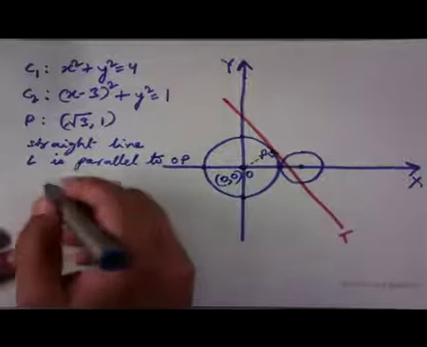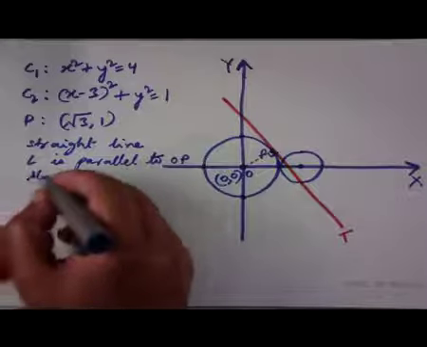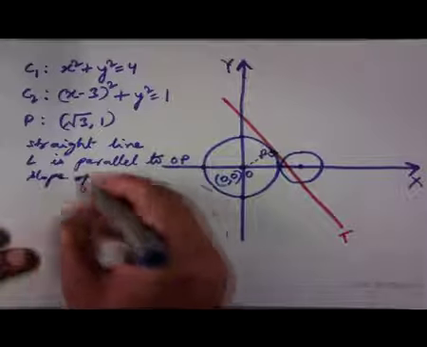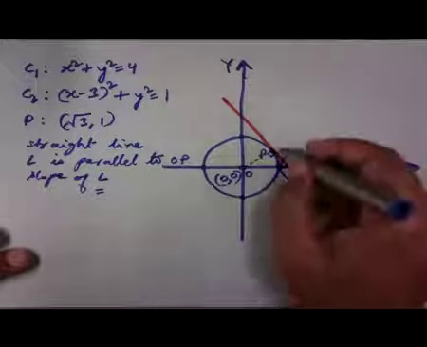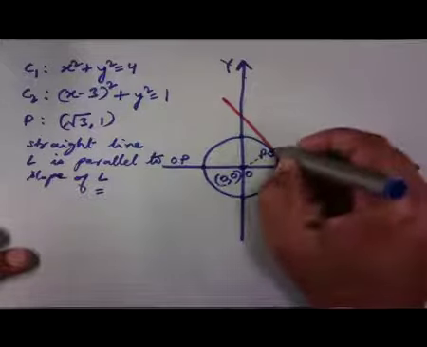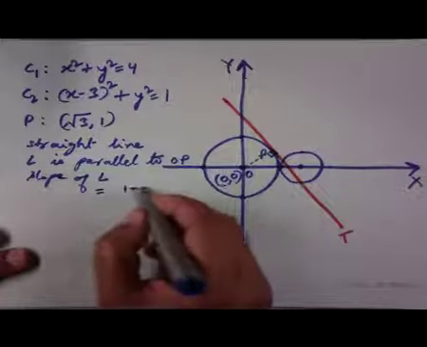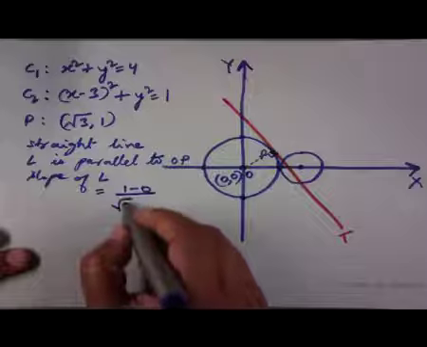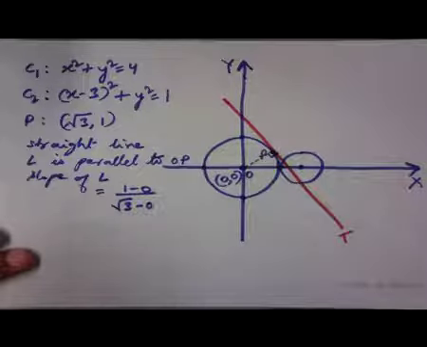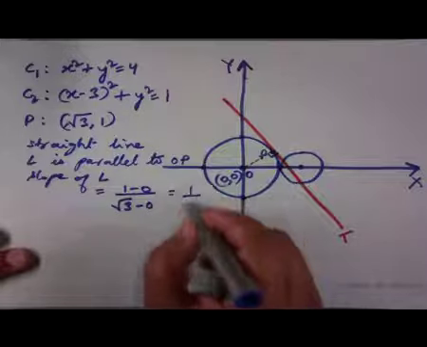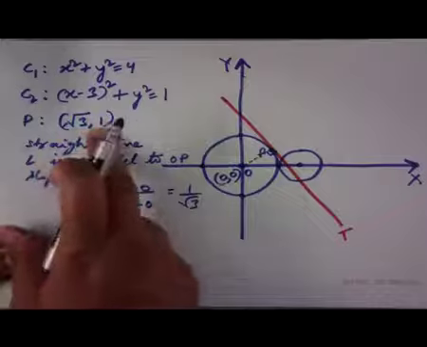So, for this straight line L, it is very easy to find the slope now. The slope of this straight line L will be simply equal to the slope of OP, which is 1 minus 0 divided by square root of 3 minus 0, which is equal to 1 by square root of 3, because this point P is actually square root of 3 comma 1 and O is the origin.